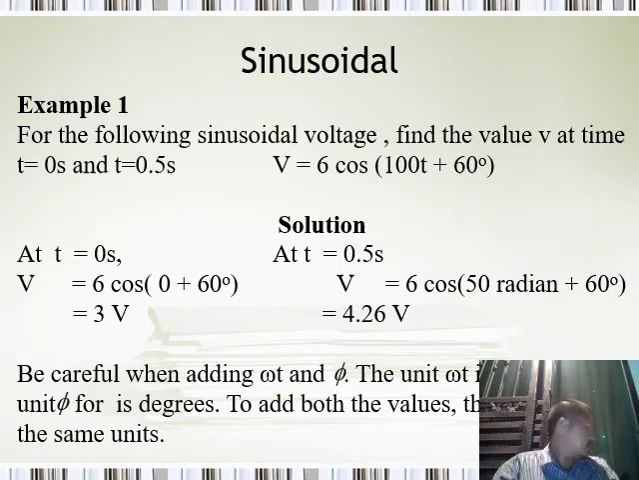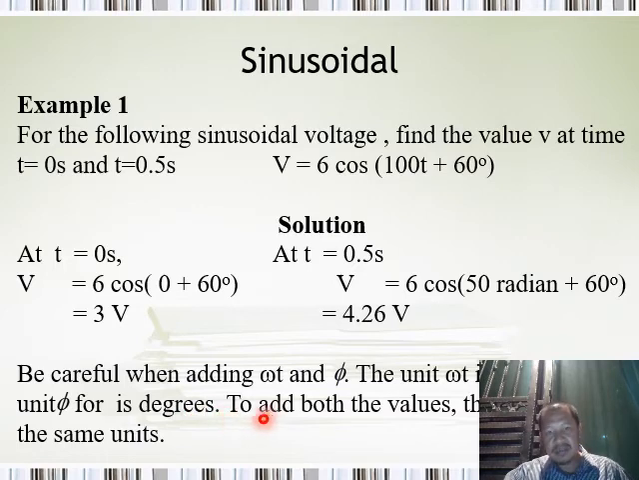Next example. Okay, example 1, a simple example. For the following sine voltage, find the value of V at t equal to 0 and t equal to 0.5. So V equal to 6 cos(100t plus 60 degrees). So just replace the value of t into the equation and we will get the answer. So be careful when adding omega t and phi. The unit of omega t is radian. The unit of phi is degrees.